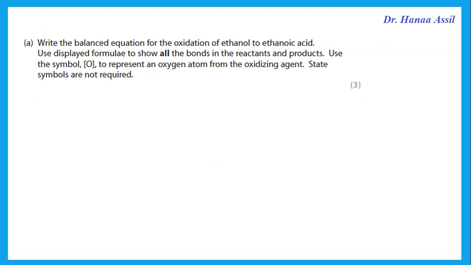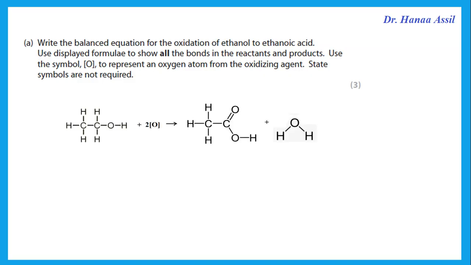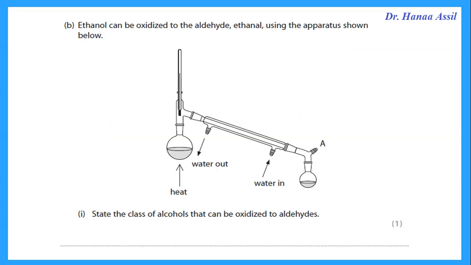Write the balanced equation for oxidation of ethanol to ethanoic acid. Use displayed formula to show all bonds. Use the oxygen between square brackets to represent the oxidizing agent. Again, this is how we write the equation for oxidation of an alcohol. The other product, remember, the ethanol is changing to ethanoic acid, and my other product is water. Please, if it says displayed formula, you need to use displayed formula showing all the bonds and all the atoms and all the reactants and so on.